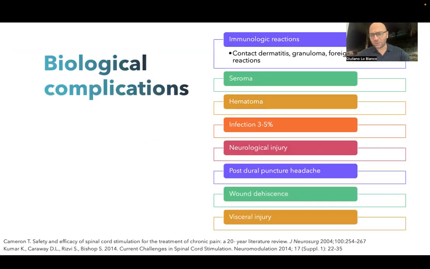So we have 3 different kinds of complications regarding SCS. One is biological complications, such as immunologic reaction, for example, dermatitis, granuloma, or foreign body reaction, seroma, or hematoma, or infection with a prevalence from 3 to 5%, and also neurological injury and postural puncture headache, wound dehiscence, and visceral injury.